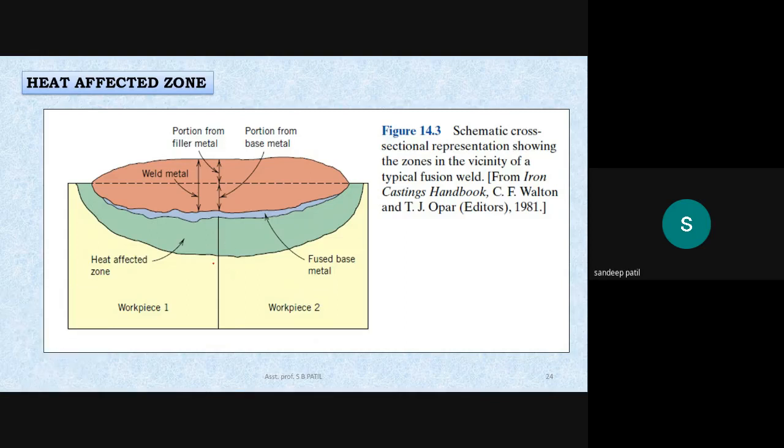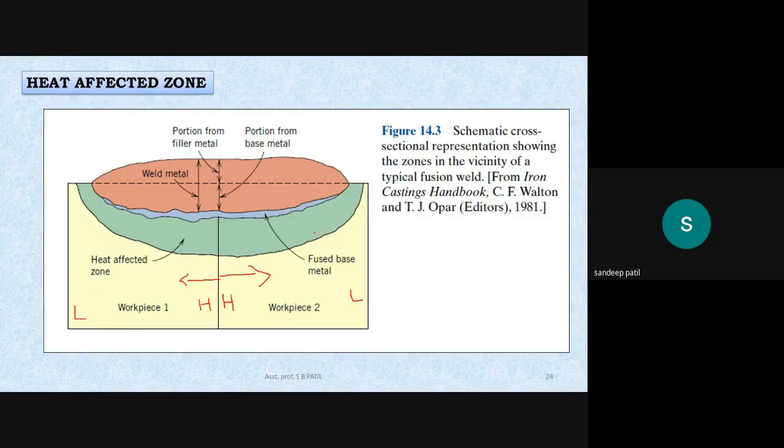When the welding is done, the heat is transferred towards this section from high temperature, say this is the high temperature at this point to say low temperature. Heat is going to transfer from high temperature towards the low temperature. So this is the movement of the heat, or movement of the temperature.